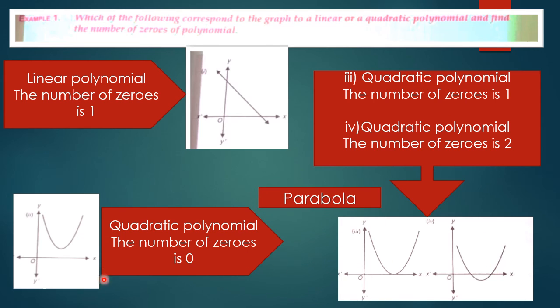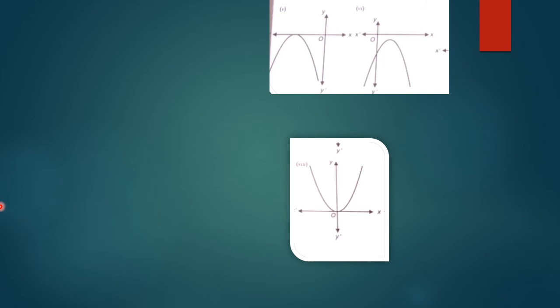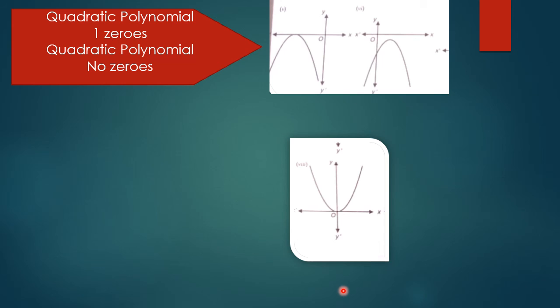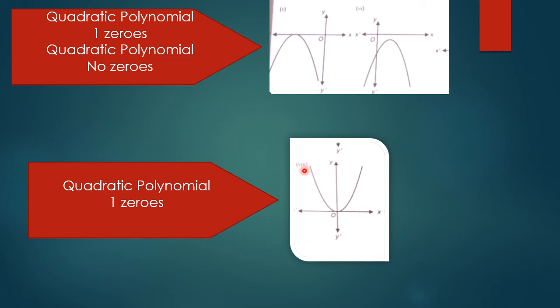So now these U-shaped, what are they called? They are called parabola. Now here also it's a parabola, and in the first case, you can see it is a quadratic polynomial, and in this example you can see it touches at 1 point, so it has 1 zero, and here it's not touching the x-axis, so it has no zeros. Now this is also a quadratic polynomial, so it touches the x-axis at 1 point.